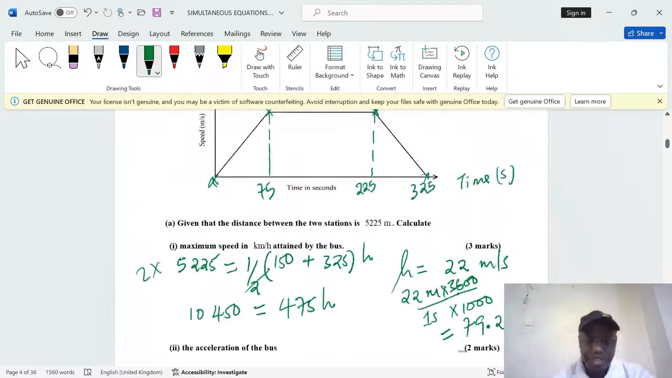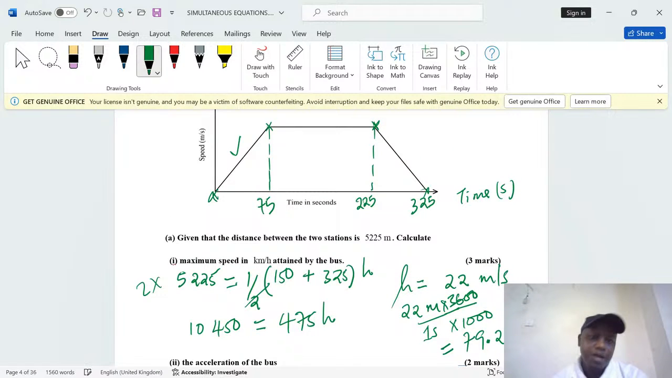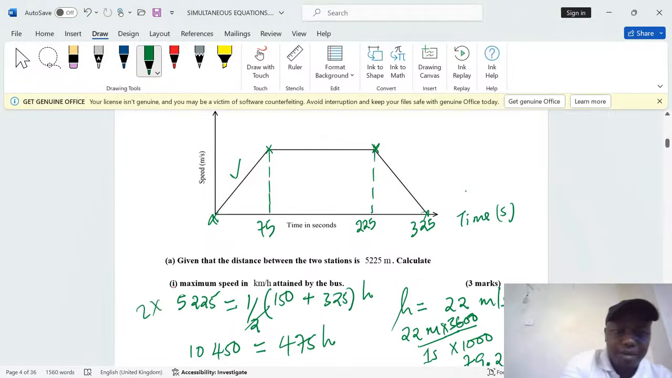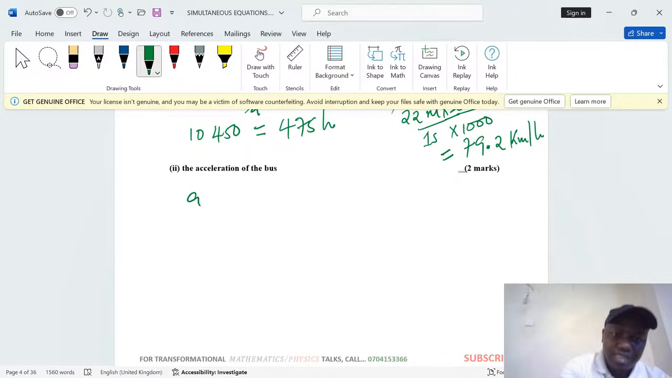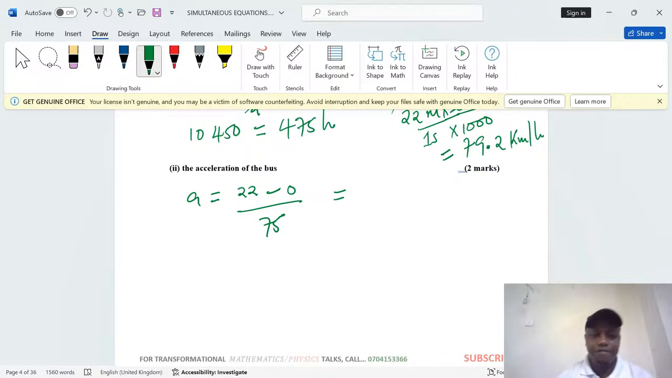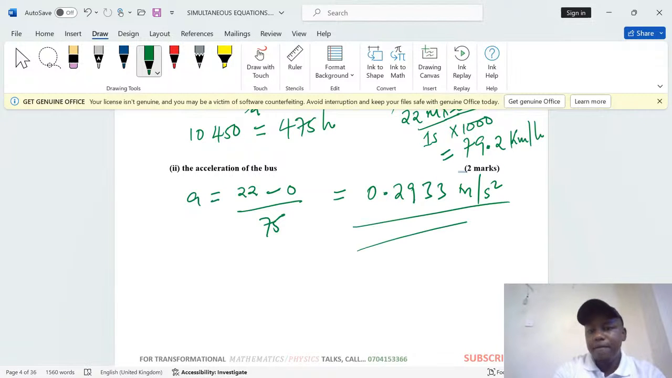Acceleration of the bus. For us to know acceleration now, we need to work with this part from 0 to a maximum of 22 within 75. So we will talk of acceleration being given by final 22 minus initial over the time taken. That is the rate of change of velocity. Therefore, we need 22 out of 75, and this gives us 0.2933 meters per second squared. Therefore, that is the acceleration.